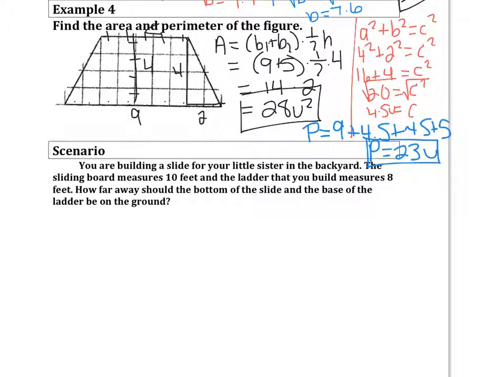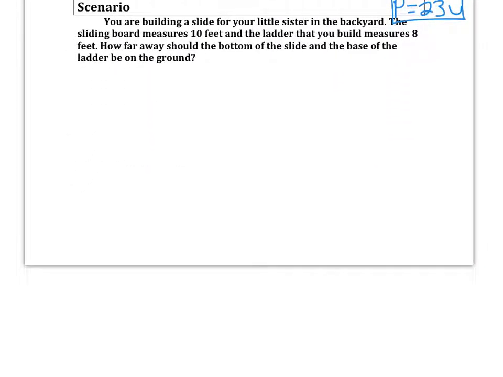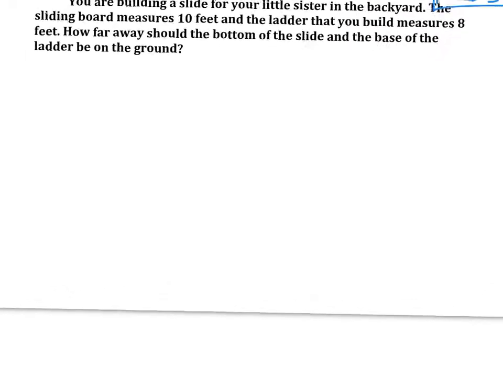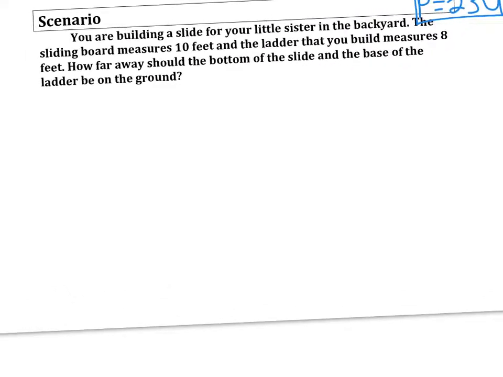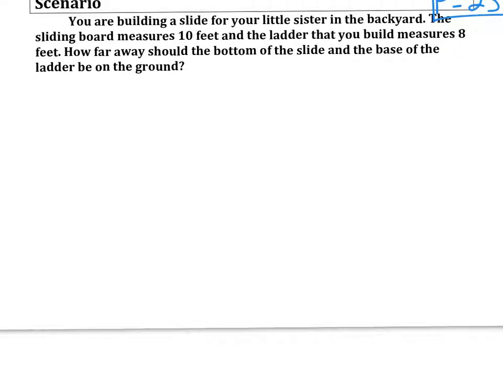All right, and then we take a look at the last question, which is a scenario. Let's read through that now. So it says, you are building a slide for your little sister in the backyard. The sliding board measures 10 feet, and the ladder that you build measures 8 feet. How far away should the bottom of the slide and the base of the ladder be on the ground? So it might be helpful to draw a little picture here.